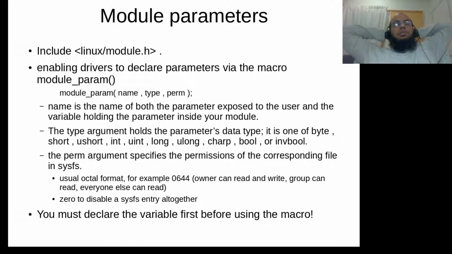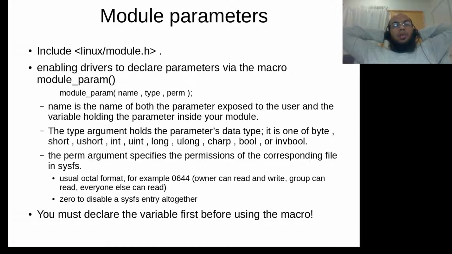So you can pass parameters to your loadable kernel module, and that can be done by using the module_param macro, and it takes three values: name, type, and permission. Name will, in this case, be the name of both the parameter exposed to the user and the variable holding the parameter inside your module. So this can actually be a user-exposed parameter that you can talk to.